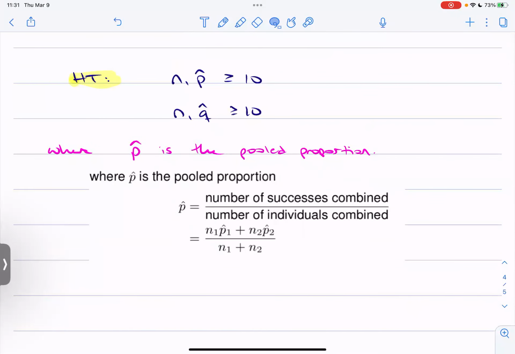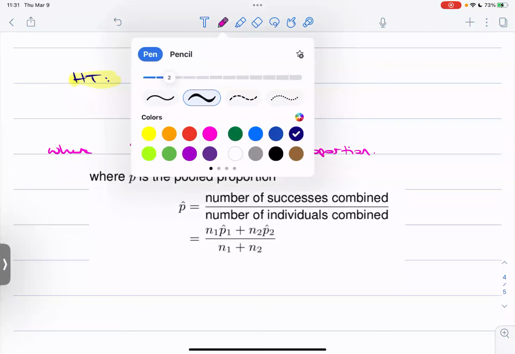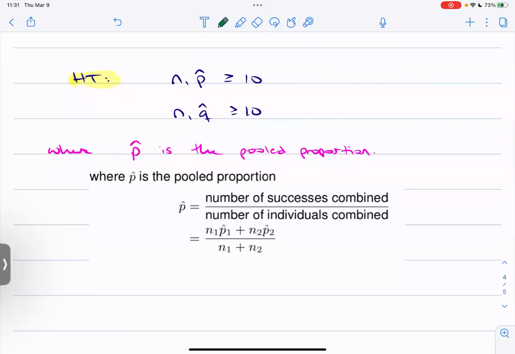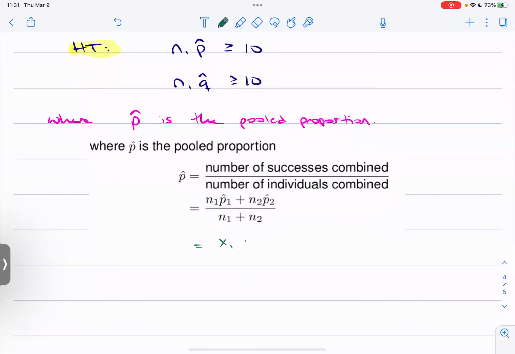So the pooled proportion is when you just, there's this cute image from a textbook at some point that I read where it's someone pushing all these proportions into a pool. And so it's just the total number of successes over the total sample size, right? You could even say it's X1 plus X2 over N1 plus N2, right? If you prefer to use X's.